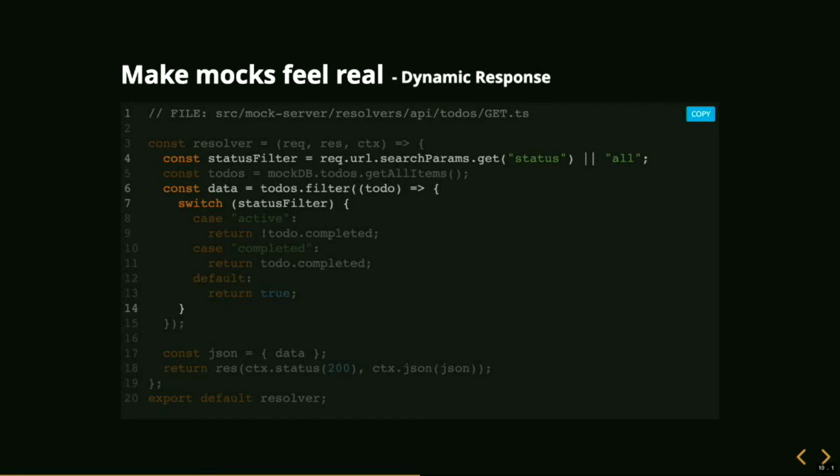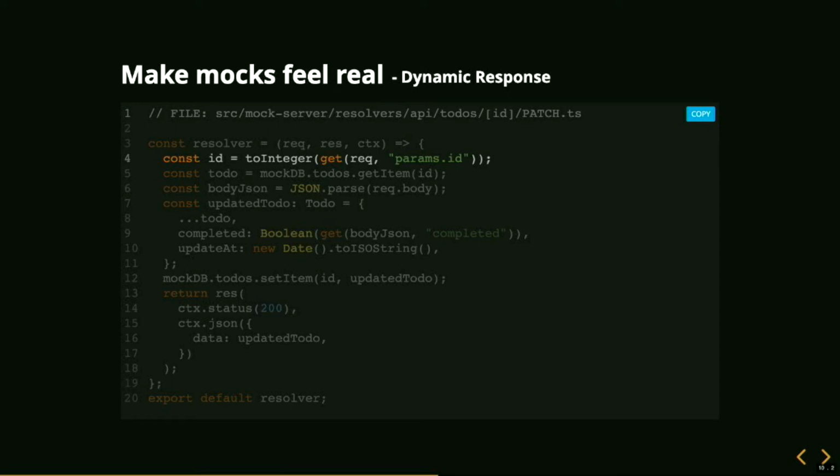Let's talk about the dynamic response first. As we can see, when responding to the GET request for a list of to-do items, we can extract the filter information from the search parameter or query string, run the filter logic, and return a filtered list based on that. When responding to the PATCH request, we can grab the ID from the path parameter to determine which to-do item we are going to modify. Also, we can read the payload from the request body and then perform further logic upon that. It is very similar to an Express-powered Node.js server program.